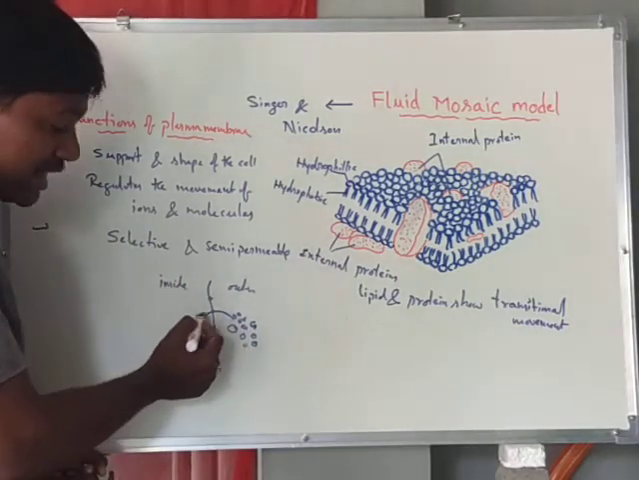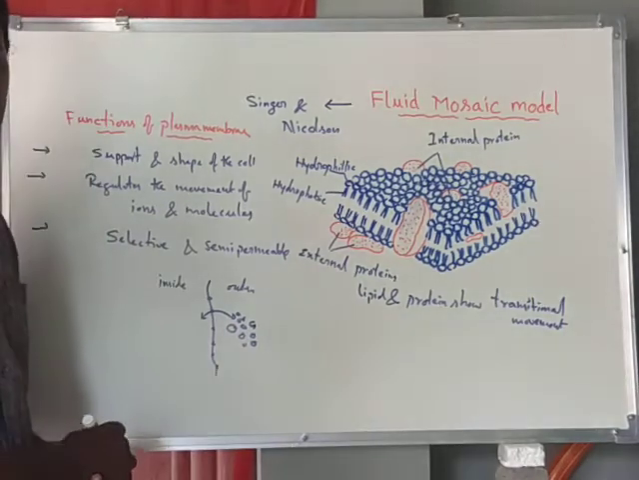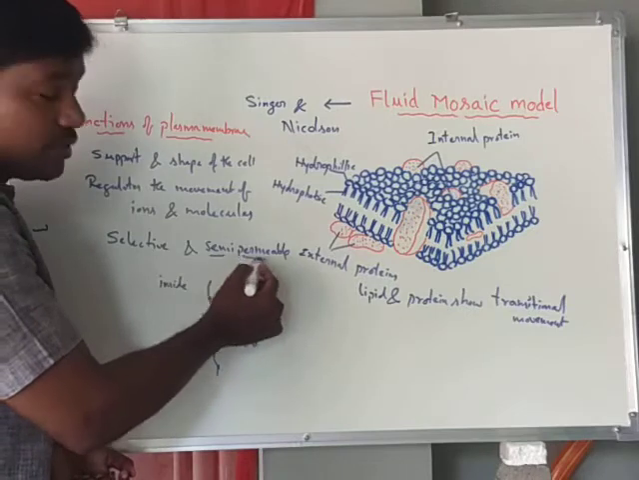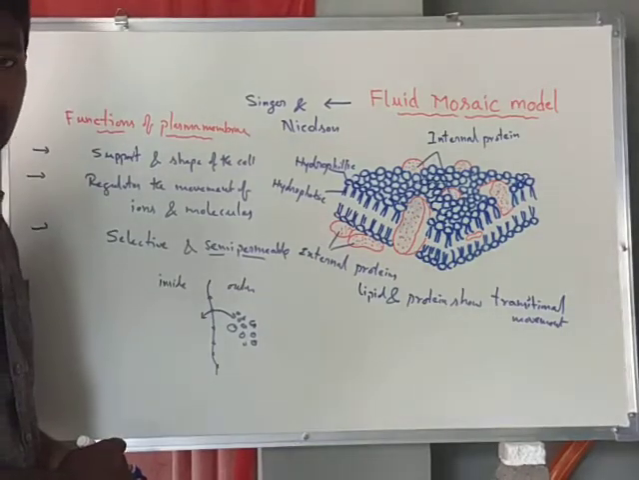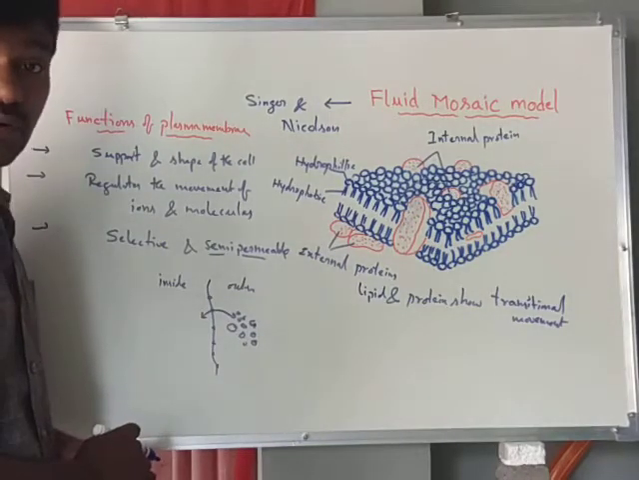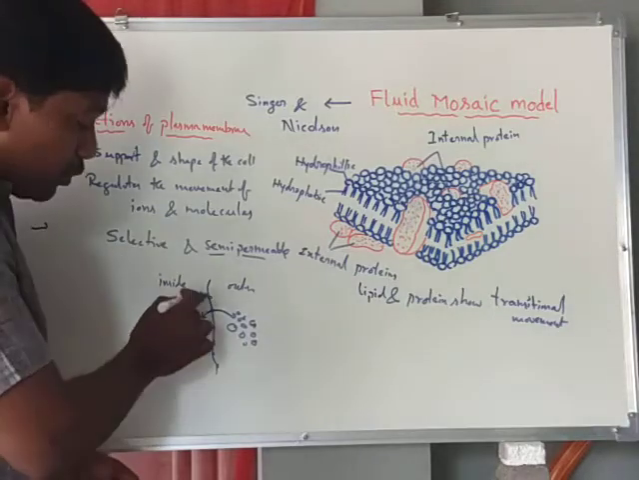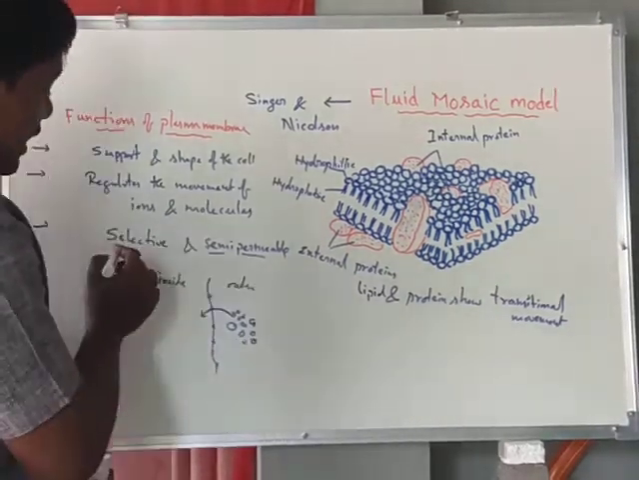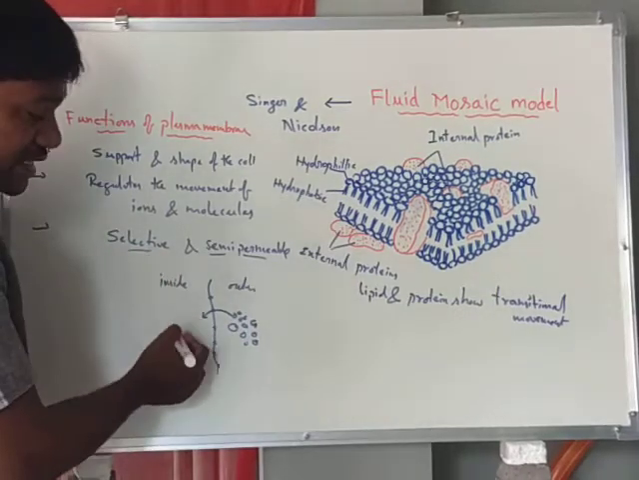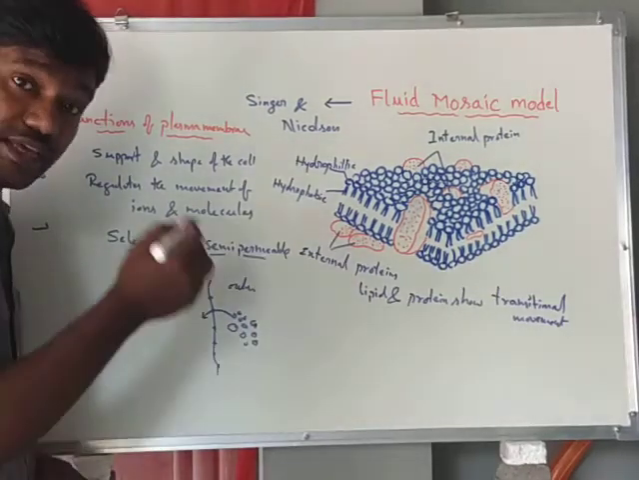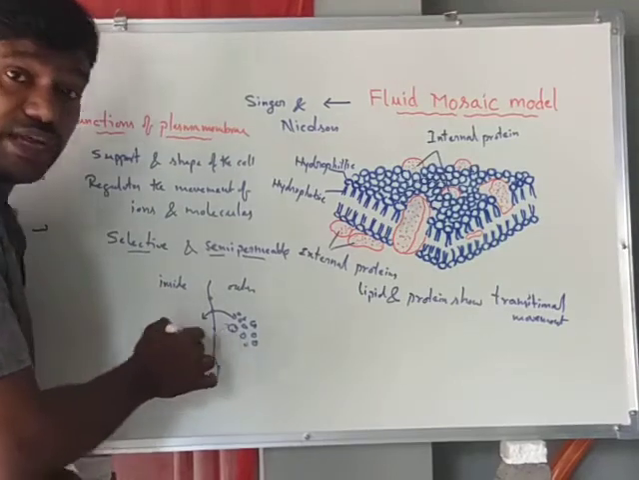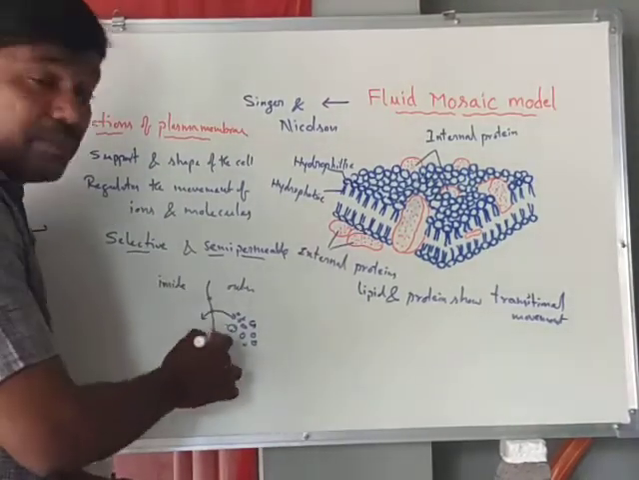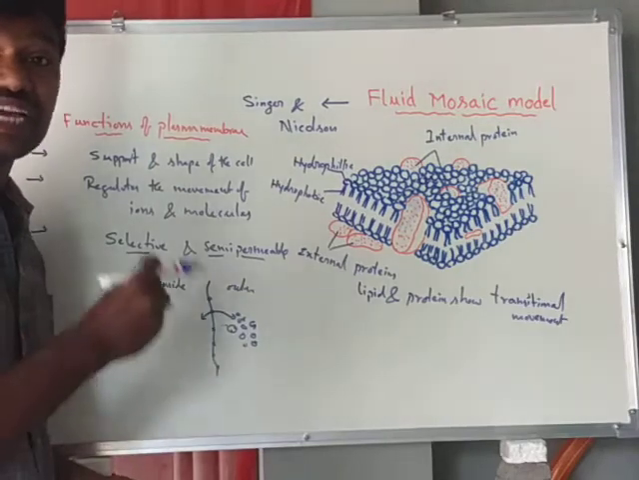Small particles only enter through the pores of the cell. So this is called a semi-permeable membrane. The entry of particles depends on the size of the pores, that means only small particles are allowed. And selective permeable means if the cell needs large particles, then the large particles also enter the cell by modification of the membrane, by the process of endocytosis.